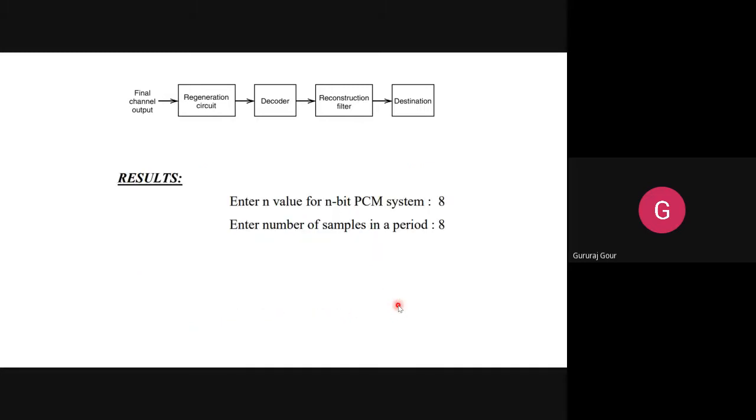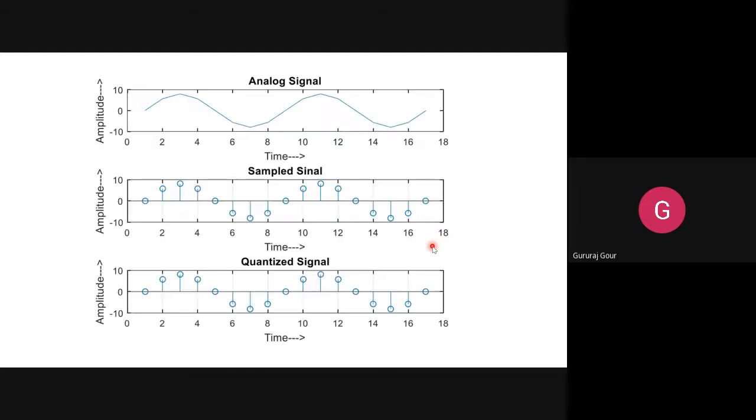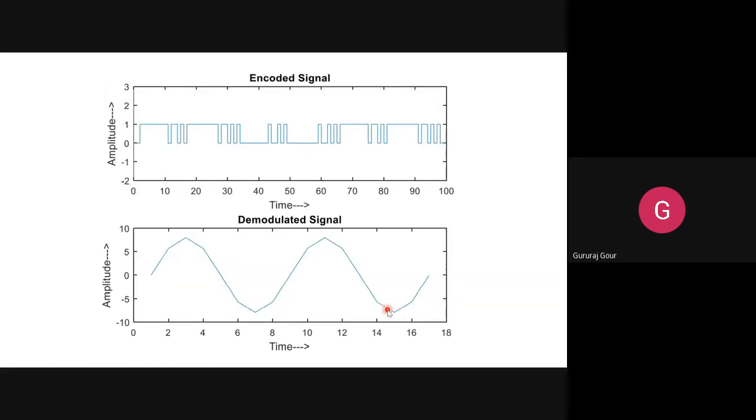So I explained this whole coding concept with the help of an 8-bit PCM system transmitter and receiver design, assuming 8 samples in one period. Finally we get the analog signal in a 3 by 1 subplot, 311, 312, 313: the analog, sampled and quantized signals. This we get by using the plot command, this by the stem command, and this is the quantized signal. Separately we plot the encoded and demodulated signals.